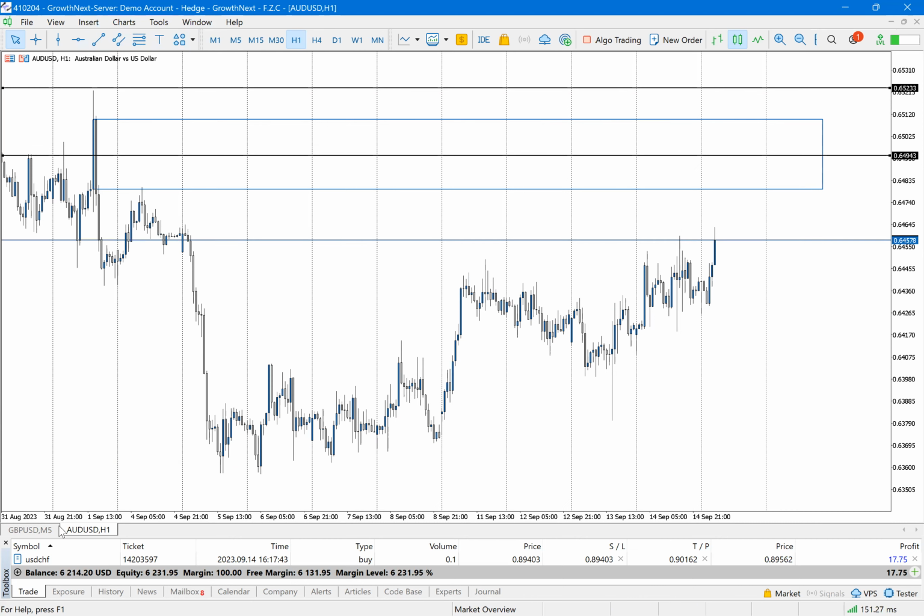Let's see. Damn, I'm inside of this USD CHF right now. I'm up about 17 bucks. It's retracing just a little bit, but we're in profit. Let me see how I'm going to insert a new order here.